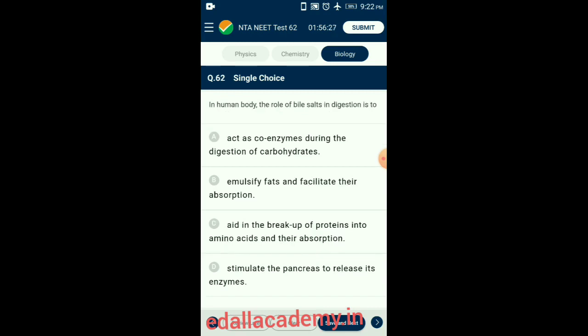Question number 62. In the human body, the role of bile salt in digestion is to. Bile secreted by the liver is an alkaline yellowish green juice that has no enzyme. It is formed of water, sodium bicarbonates, bile pigments like bilirubin and biliverdin, and two bile salts, such as sodium glycocholate and sodium taurocholate. Fats are finally emulsified in the small intestine by the action of bile salts. So the answer for this question is option B, emulsify fats and facilitate their absorption.